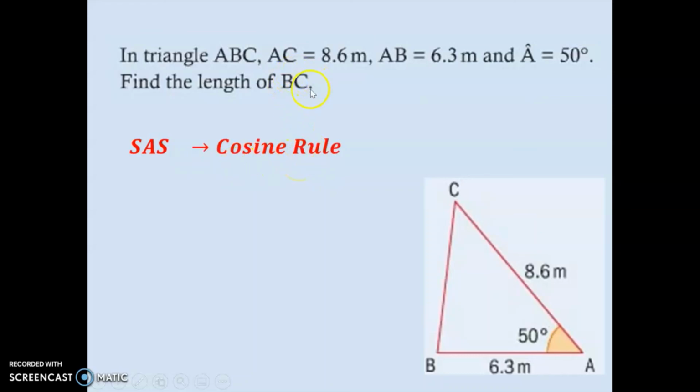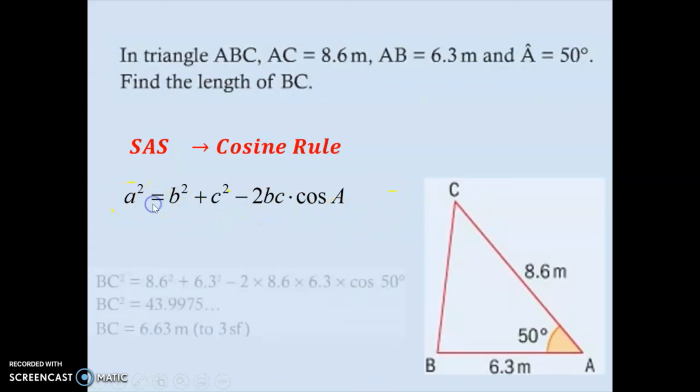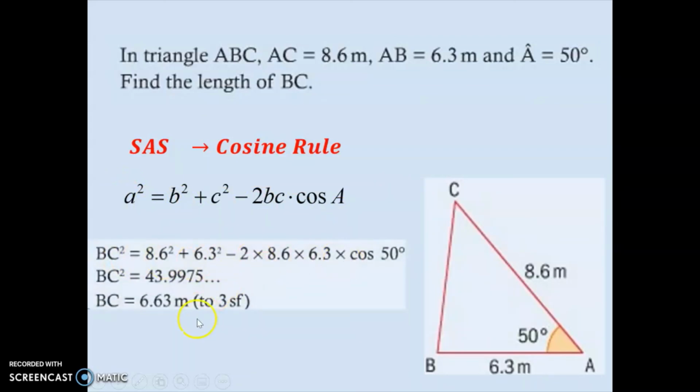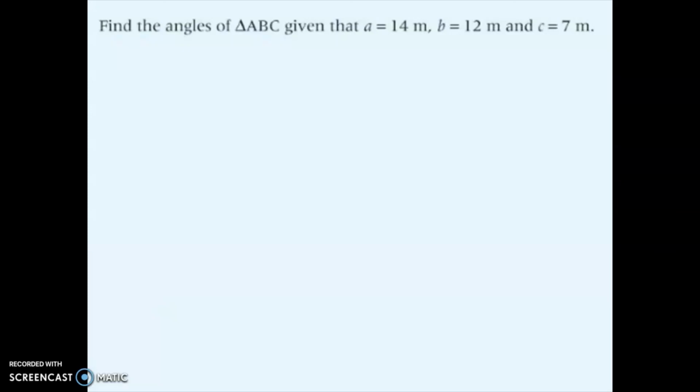Try the cosine rule, and we're looking for length of BC. So we're looking for a side length. We're going to use this form, put in the numbers you know, solve, and you should get this answer here. Double check your work. Okay, here's another one.